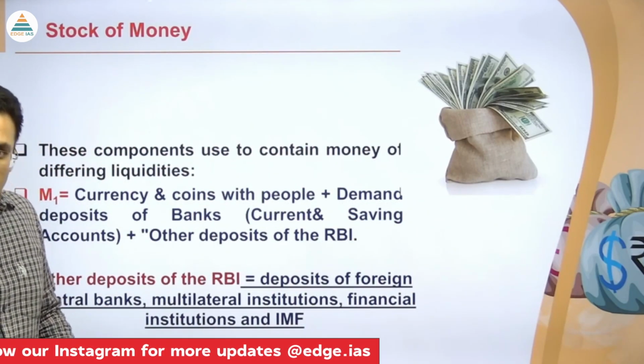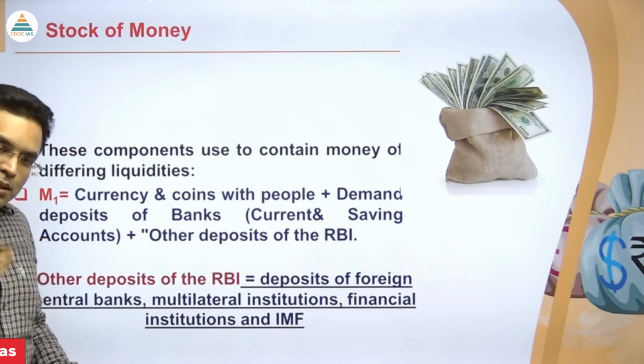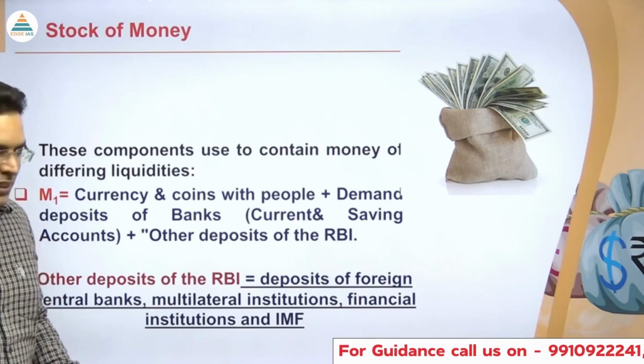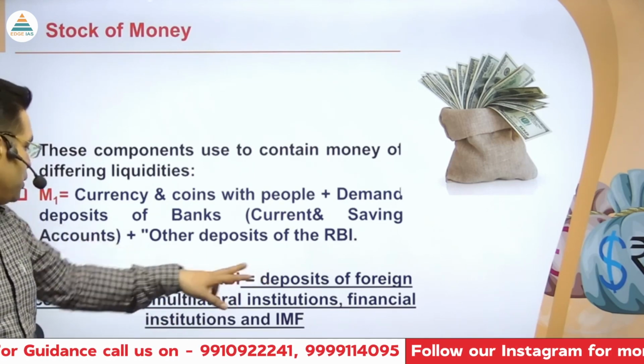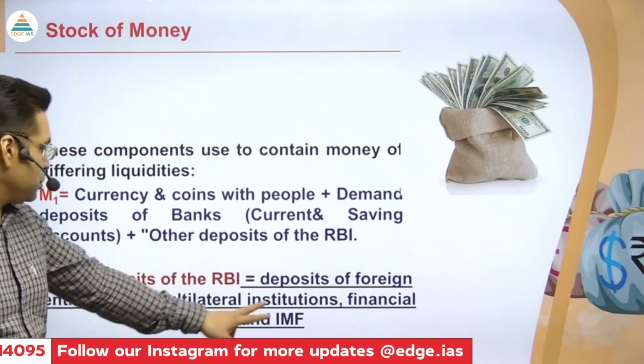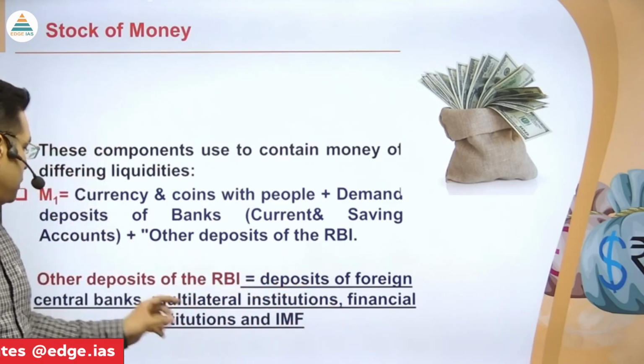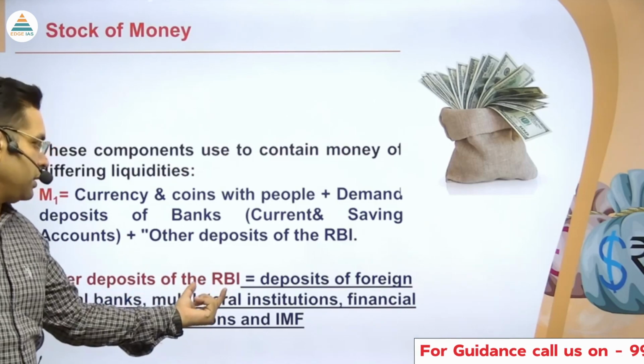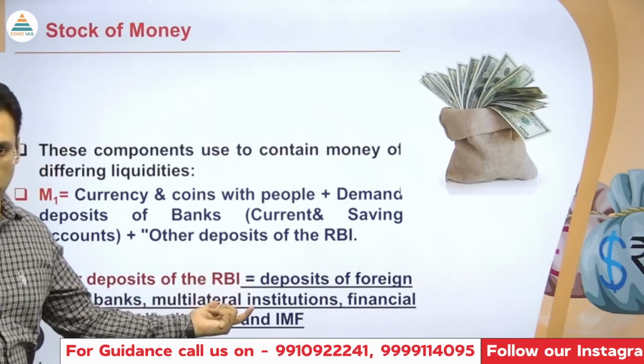They can open a bank account in RBI, similar to what we do in normal banks. So that is the other deposit: deposits of foreign central banks, multilateral institutions, financial institutions, and the IMF. These are deposits with the RBI. Now this is also demand, on demand you can withdraw.